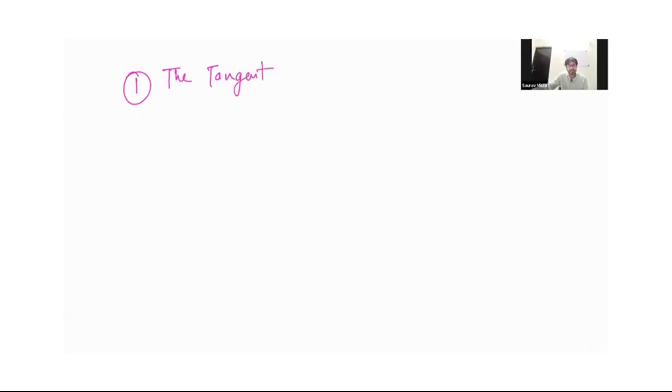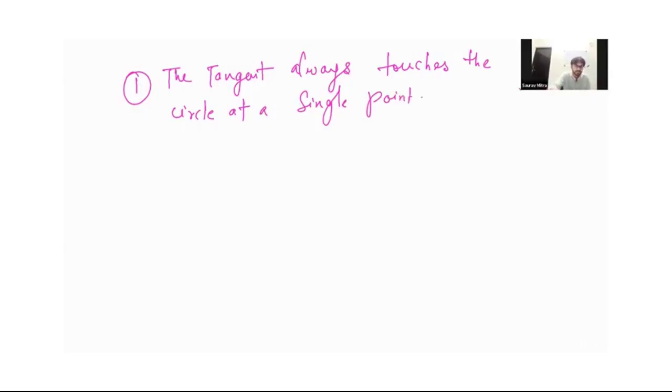The tangent always touches the circle at a single point. Yes, it is true. We have seen that in this case there is a single point of contact, and also in this case there is a single point of contact. So a tangent always touches the circle at a single point.